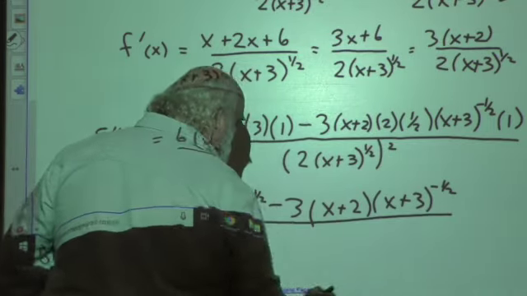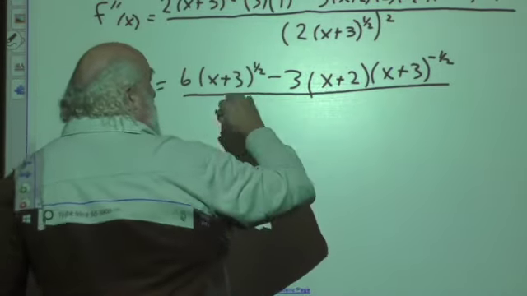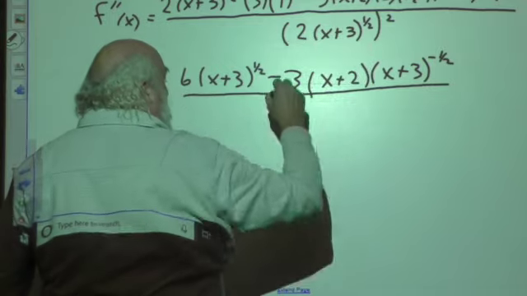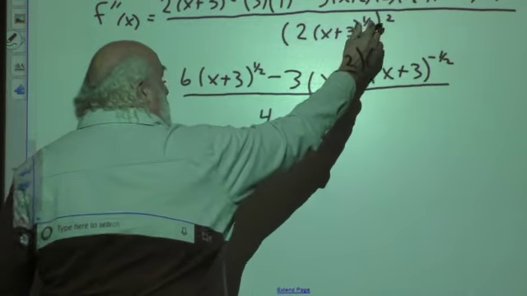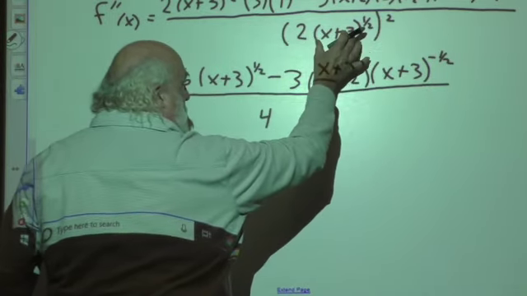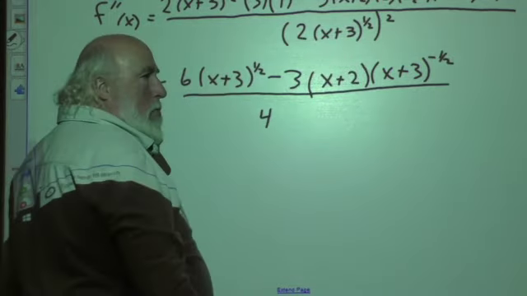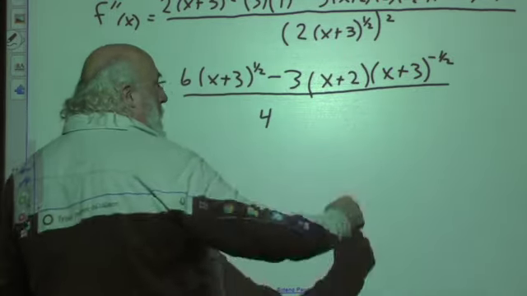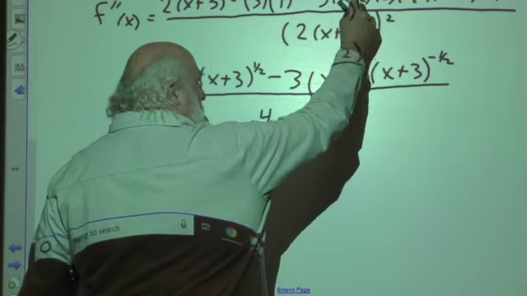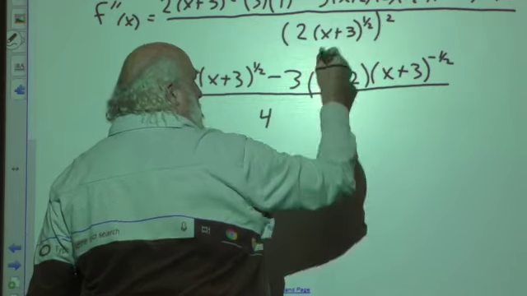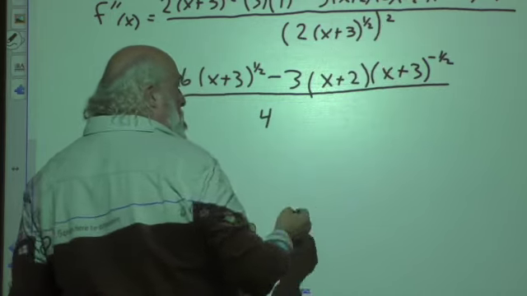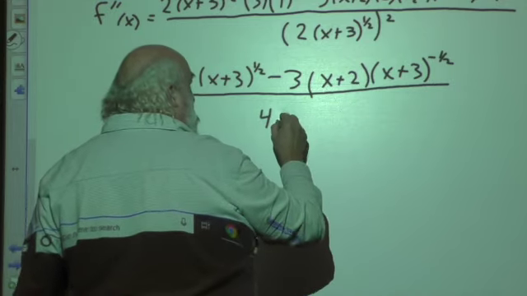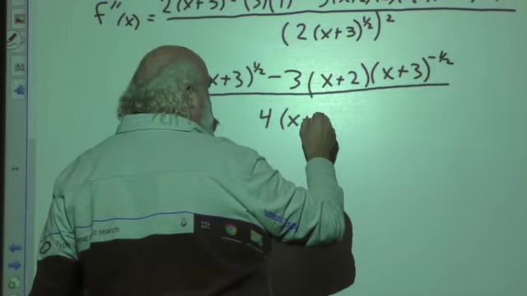times (x + 3)^(-1/2) over, now when we square this right here, this 2 squared is going to be 4, and then when you take a base with a particular exponent and you take it to a certain power, this becomes a power of a power, which means you multiply these two together, 1/2 times 2 is 1. So that's x + 3.